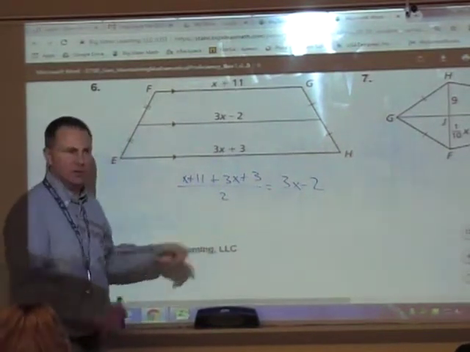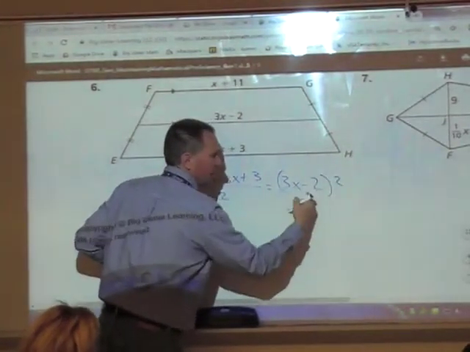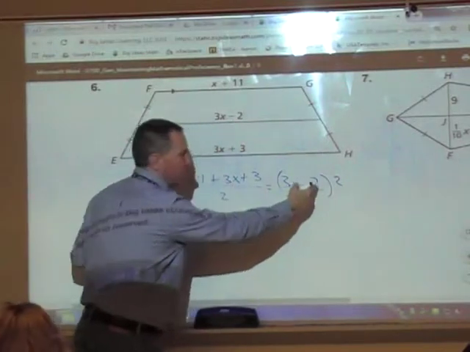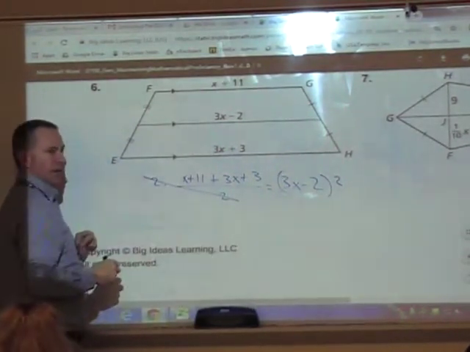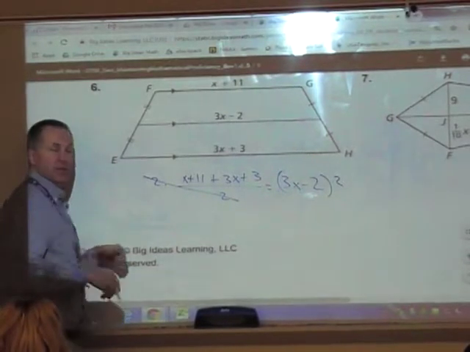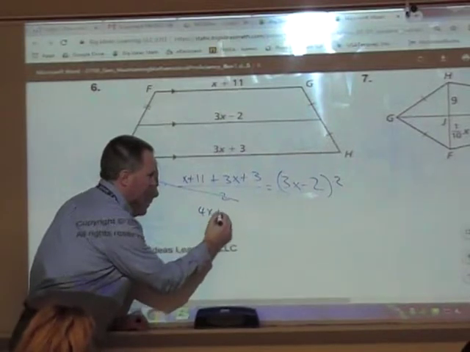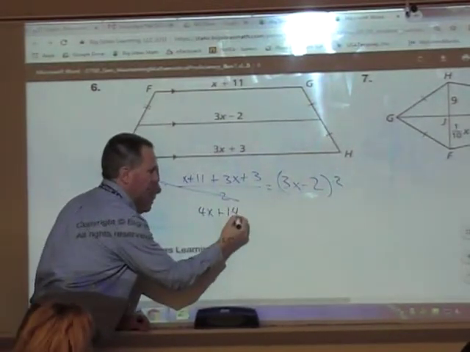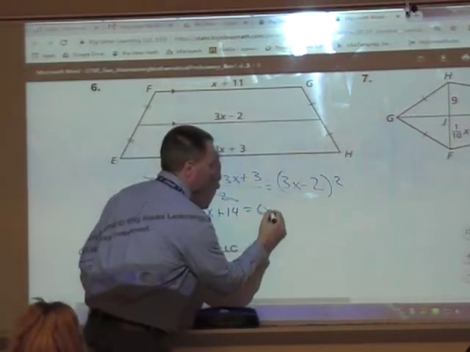I don't want the 2 there, so let's multiply by it on both sides, that's a whole group here. You got to multiply by 2. Don't just multiply the first or the second one. That cancels out on the left side. It reduces to 1. x plus 3x is 4x. 11 plus 3 is 14. On the right side we have 6x minus 4.